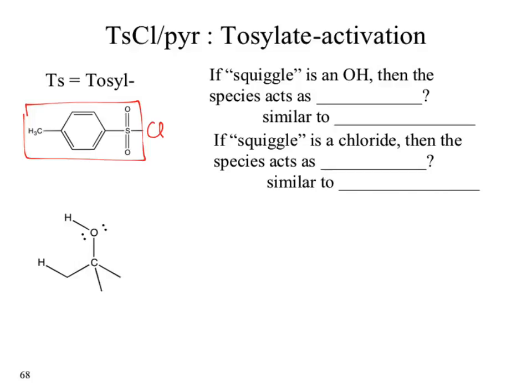Can the chloride donate electrons? How many bonds can chloride have? 1. How many bonds does it currently have? 1. Can it donate electrons? No. Chloride's not reactive. So we can look at the oxygens.